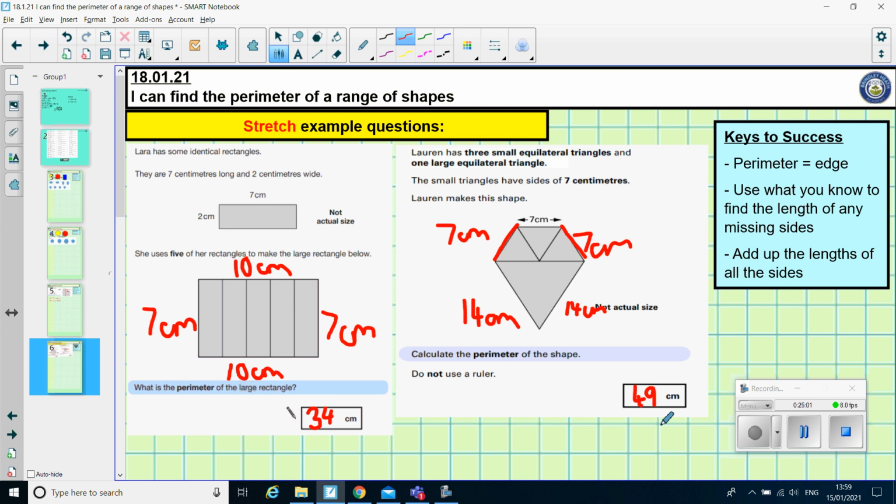As usual, don't panic too much if I've lost you a little bit at the end there. Those are just the kind of questions that you'll get if you choose to do the stretch activity today.